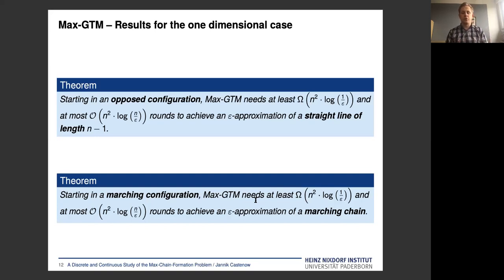We have 2 kinds of convergence for one-dimensional configurations: the convergence to a straight line of length n-1 for opposed configurations, and a convergence to a marching chain for marching configurations. And the runtime is in the order of n² log n divided by epsilon in the upper bound, where epsilon denotes how close we are to the final configuration, because we only converge and never really reach it. And the lower bound is in the same order, n² log 1 divided by epsilon.